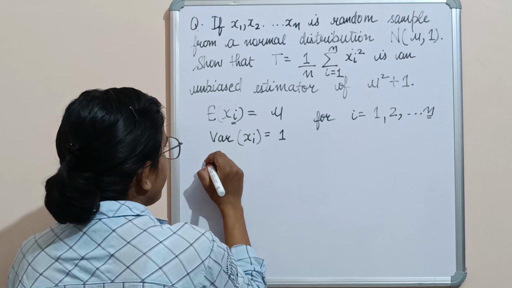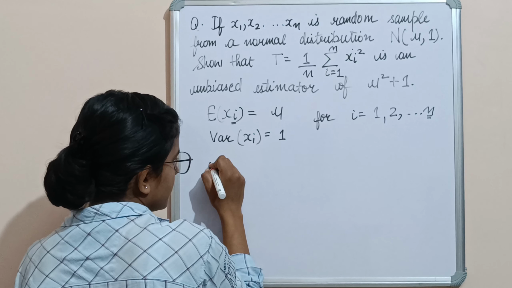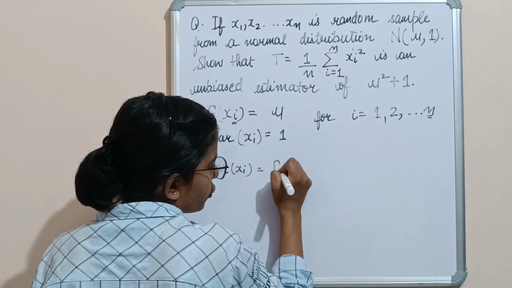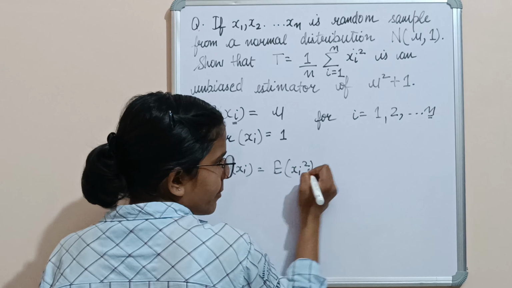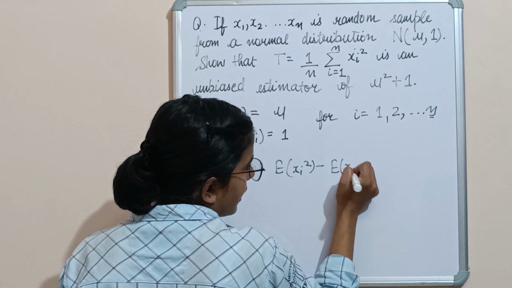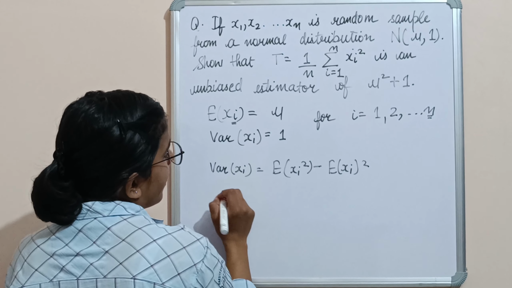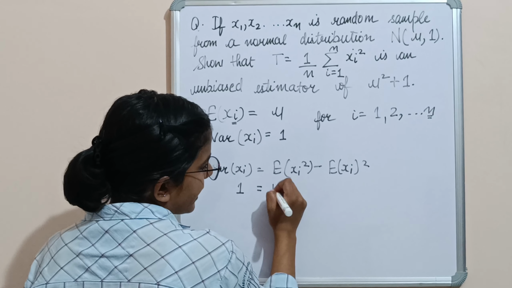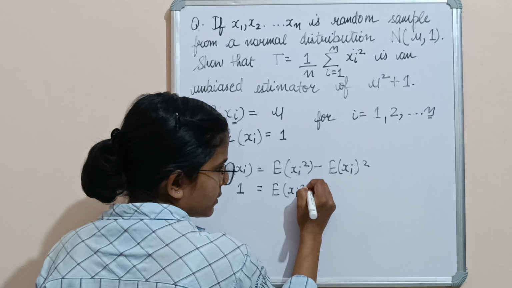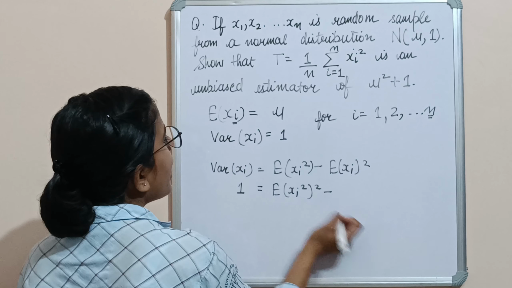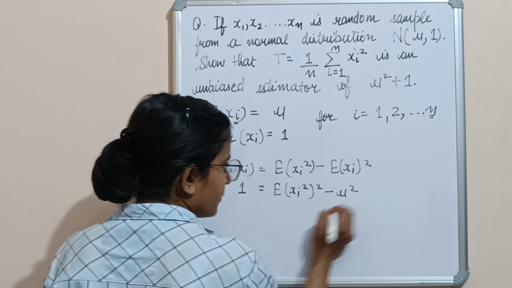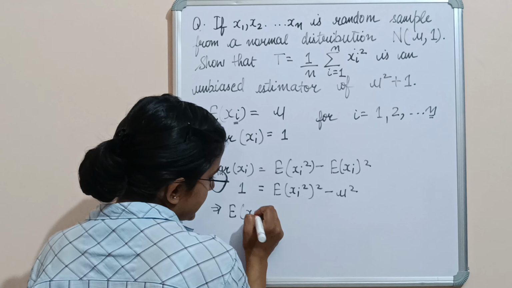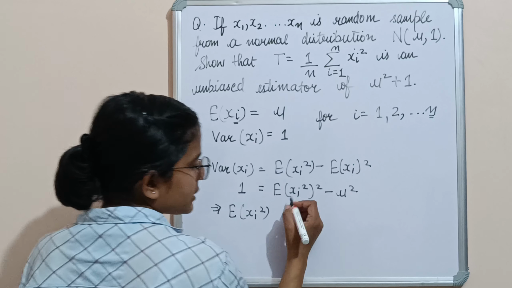Now, we know that variance of xi equals expectation of xi square minus expectation of xi whole square. Variance of xi is equal to 1, expectation of xi square as it is, minus the value of expectation of xi, mu, so this will be mu square. Now, expectation of xi square will be equal to 1 plus mu square.